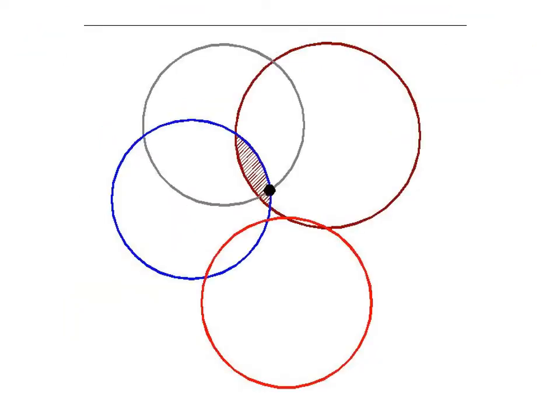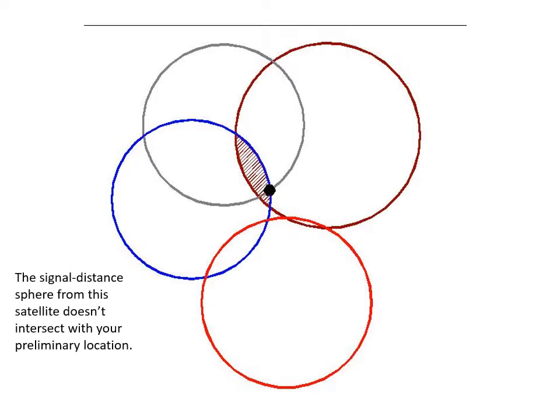Okay, let's sketch this out again. We have a preliminary location determined by the first 3 satellites we've locked onto. And now we have a 4th satellite here in red. Now let's consider this. First of all, the satellites know where they are. And second, all the satellite signals are traveling at the same speed. So the spheres are in the correct place, yet they don't intersect. What's wrong here?